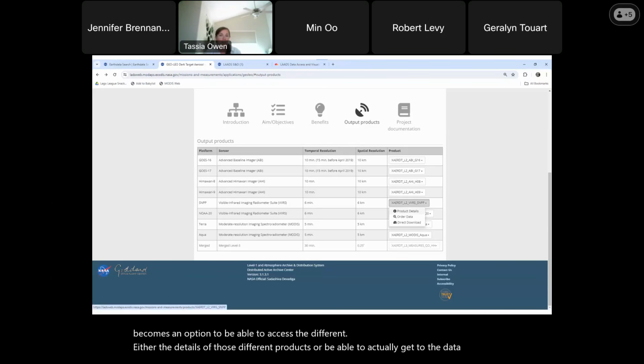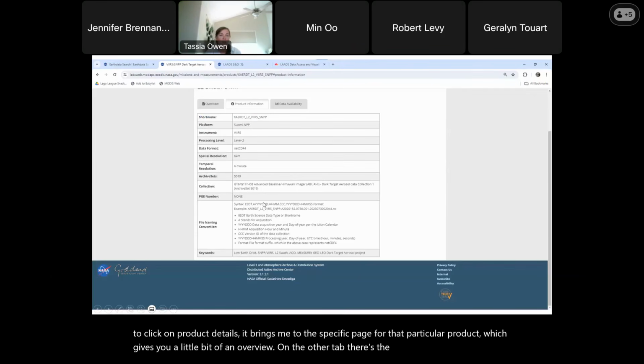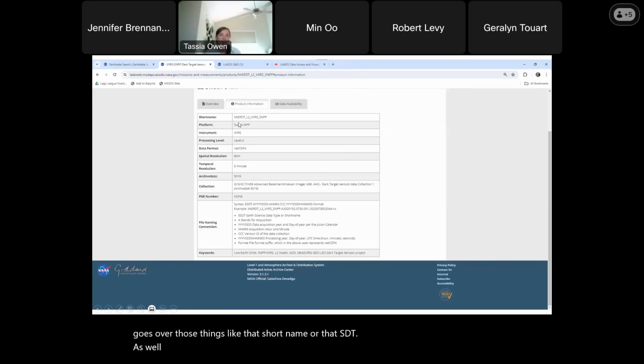So if I were to click on product details, it brings me to the specific page for that particular product, which gives you a little bit of an overview. On the other tab, there's the product information, which goes over those things like that short name or that ESDT, as well as the naming convention, as well as some of the other very specific portions of that information.